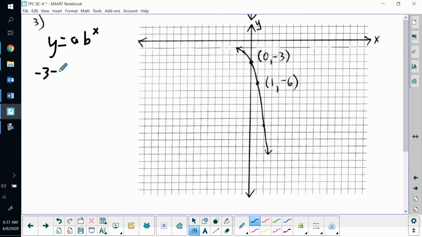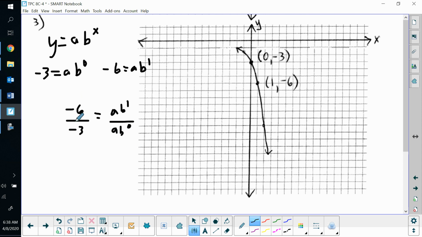We'll have negative 3 equals a times b to the 0. And we'll have negative 6 equals a times b to the first. Bigger exponent is in the right-hand one, so we'll put that on top. So we'll have negative 6 over negative 3 equals a times b to the first over a times b to the 0.